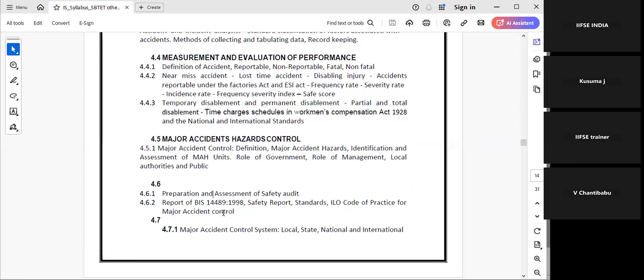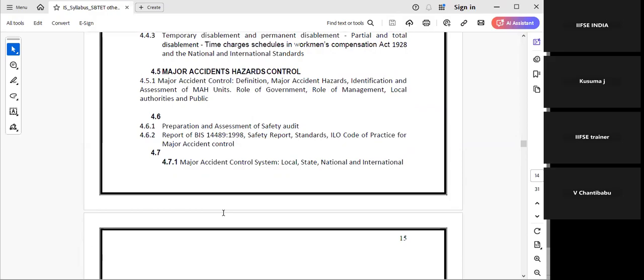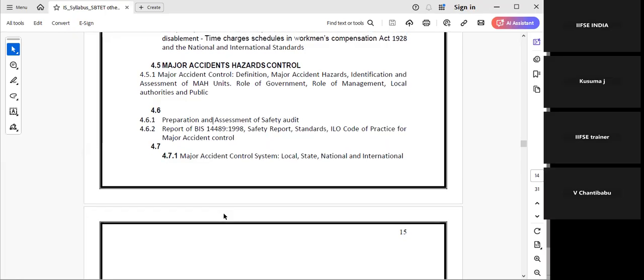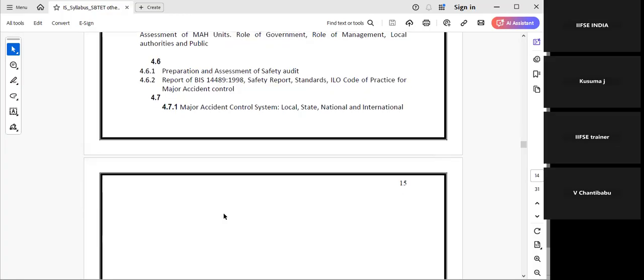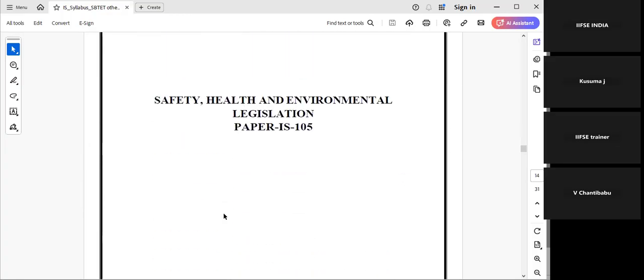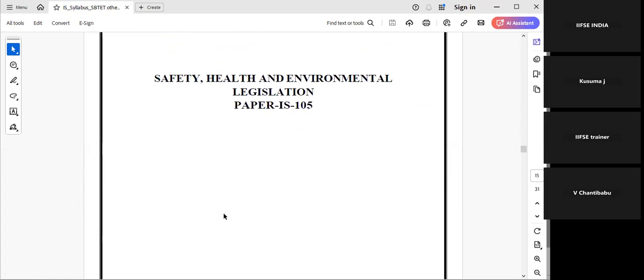Then major accident hazard techniques. Here it will be majorly focused on this specific topic. We focus on IS 105, where we have MAH installations. There we talk about various crisis groups: central crisis groups, and state level, district level, and local level crisis groups. There we cover MAH units' safety aspects. Then comes the next paper, which is purely a legal paper.